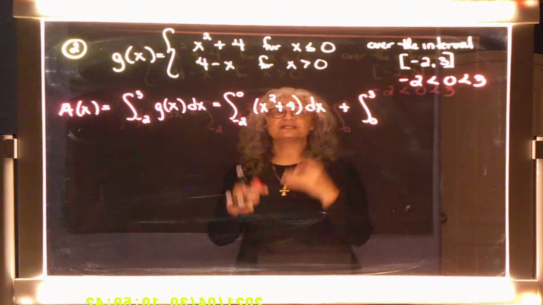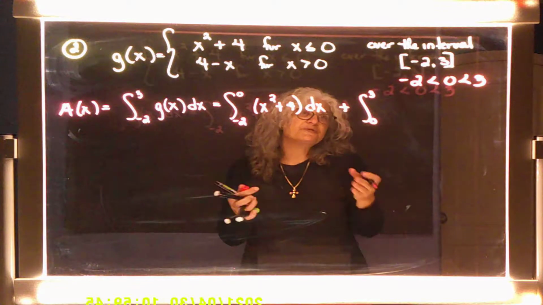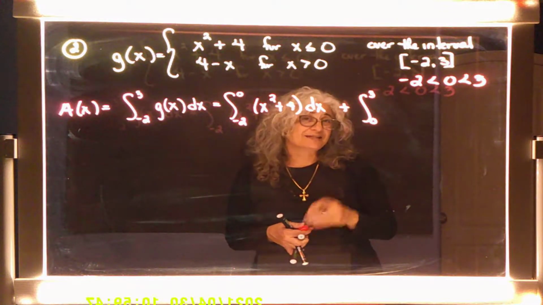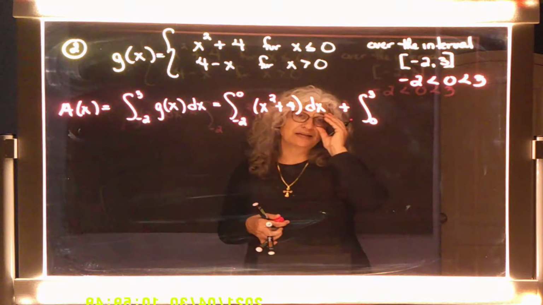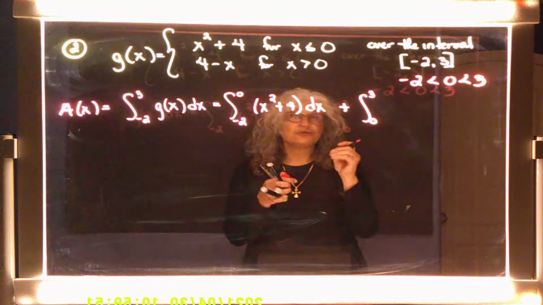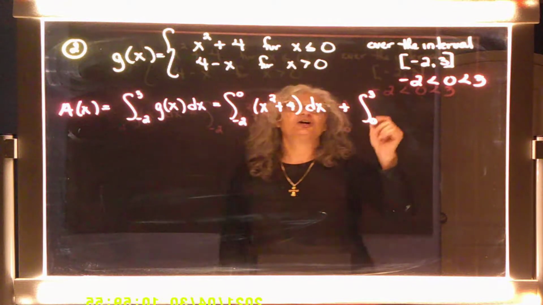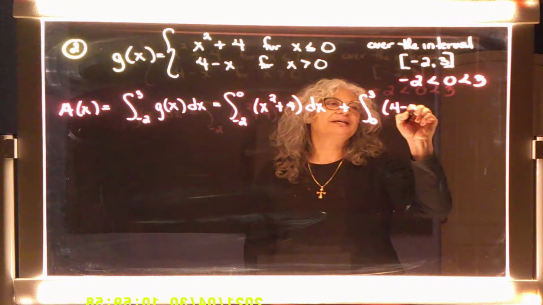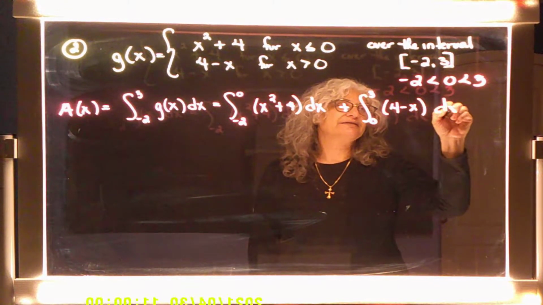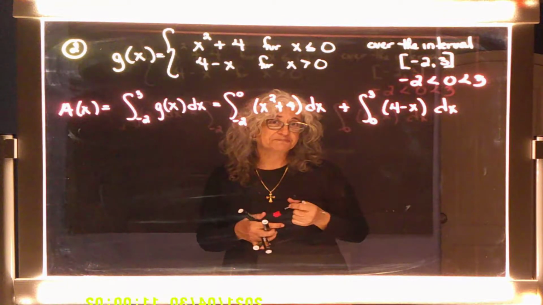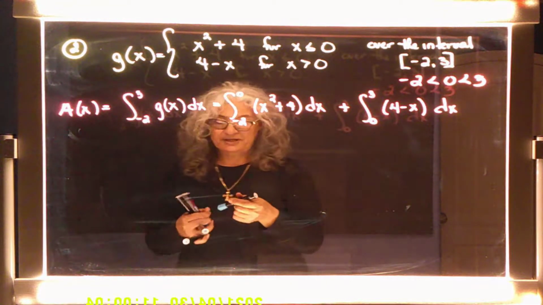And now we have to go from 0 to 3. Which piece of this function uses the numbers from 0 to 3? Yes, the second piece, 4 minus x, because it says use that piece for x greater than 0, right? Okay, so 4 minus x dx. Are we in agreement so far? Loving it. Okay, so here we go.